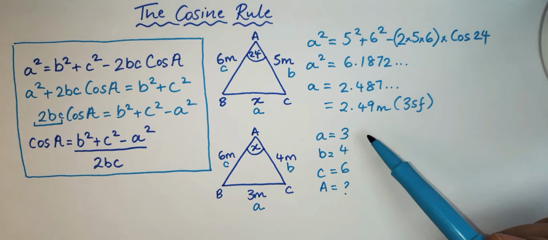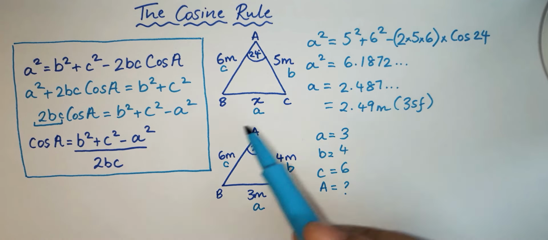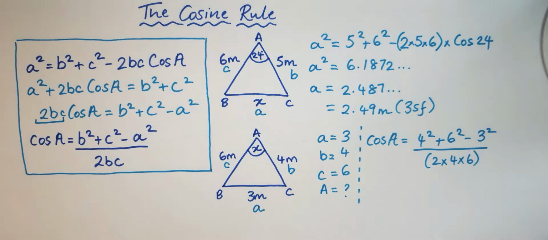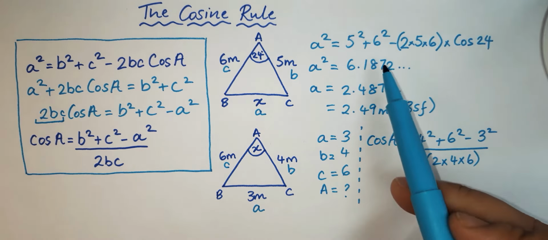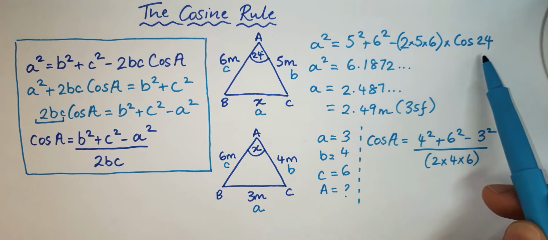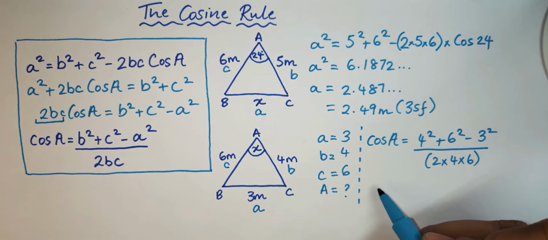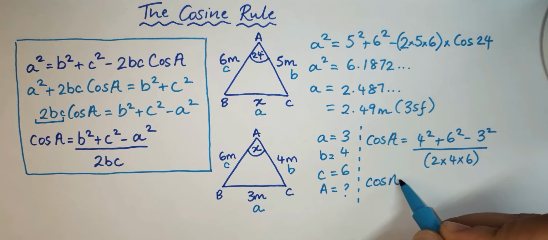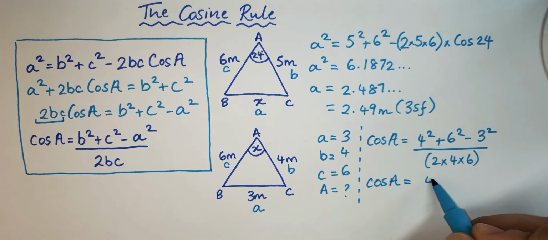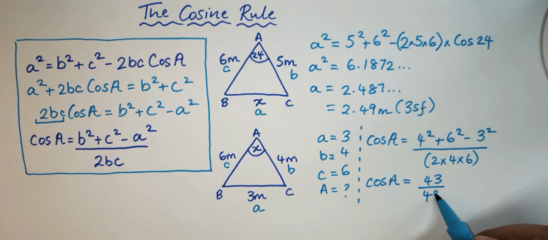So now that we've got our values, we just need to substitute them into this equation. So there we have it, it's been substituted in. And again, like we did here, all we have to do is plug this whole thing into our calculator. So we plug this whole thing into our calculator and we get a value for cos of A, which is 43 over 48.